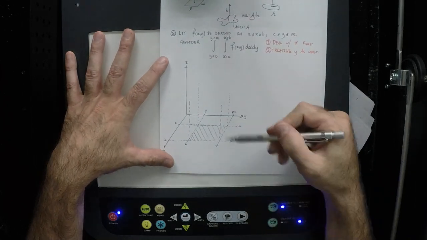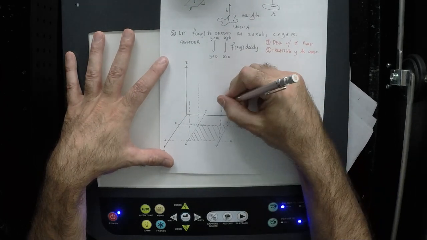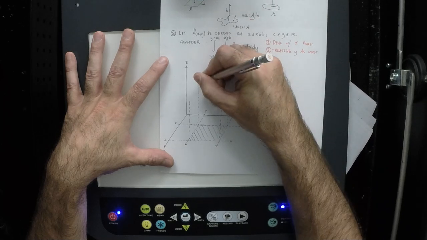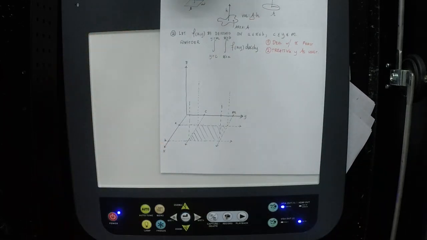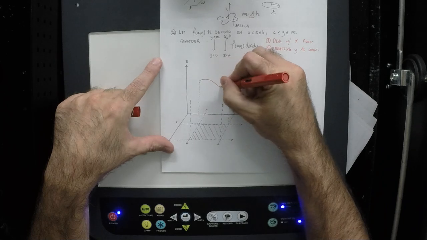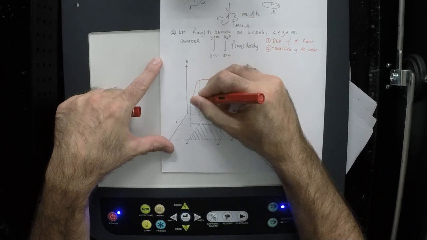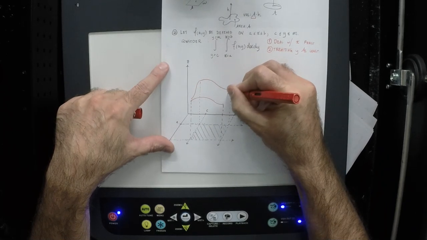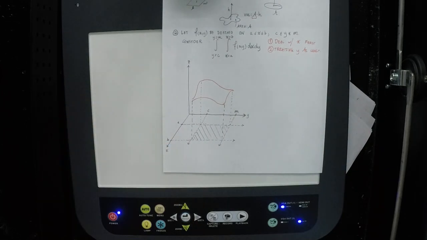Which I do by just taking these fence posts up more or less an arbitrary amount, and then just connecting all of the ones with wavy lines. Okay, nice surface there.